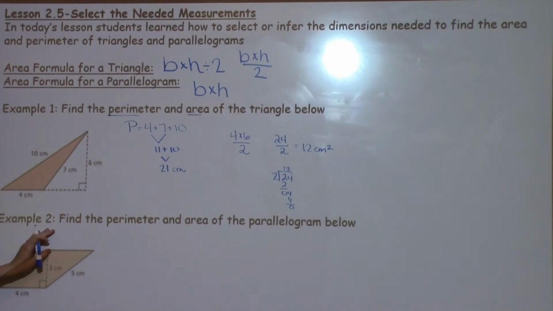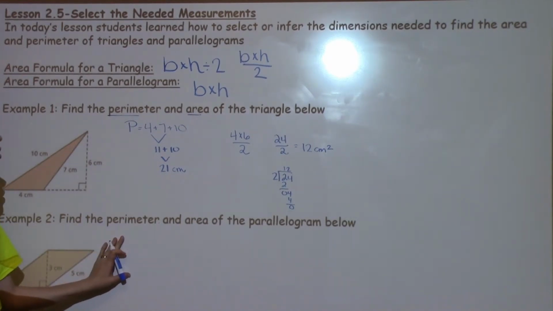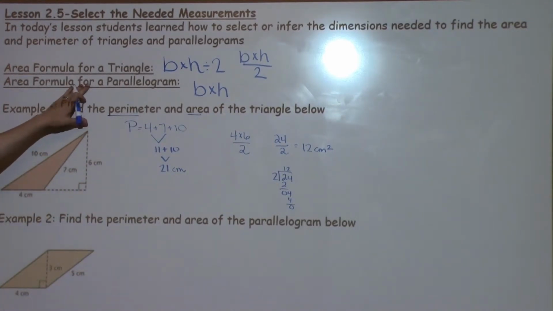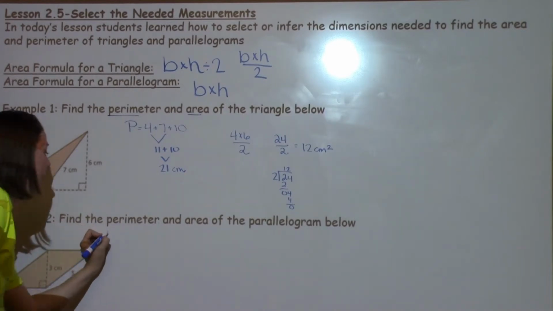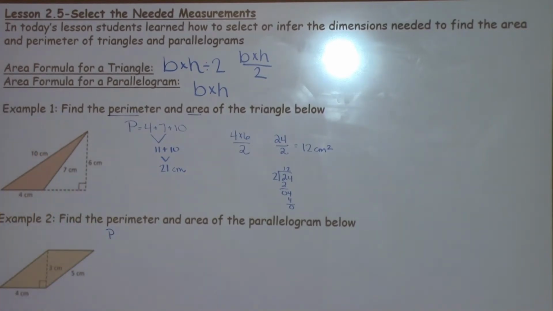Moving on, we're going to look at this example number 2, which just says find the perimeter and area of the parallelogram below. Reviewing the formula for parallelogram, we're going to take base times height. So I'm going to start with perimeter again. The perimeter is adding up around the outside. So if I know this is 5, over here is 5. If this is 4, then this one's going to be 4.